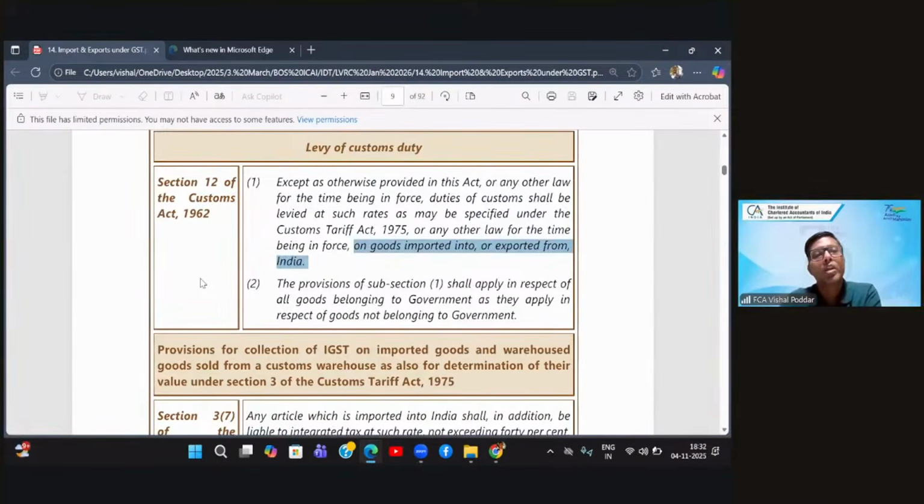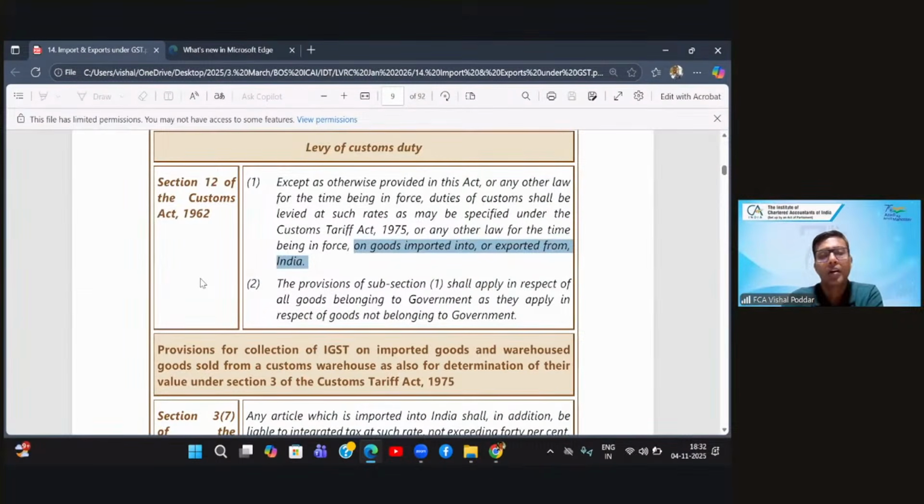Now, since there is no levy of customs under section 12, equally there is no levy of all those other taxes like GST, IGST to be particular, because IGST levy and collection both are to be done as per customs. Since customs law has not yet triggered the point of collection, point of levy, hence we will also not create any levy of IGST.